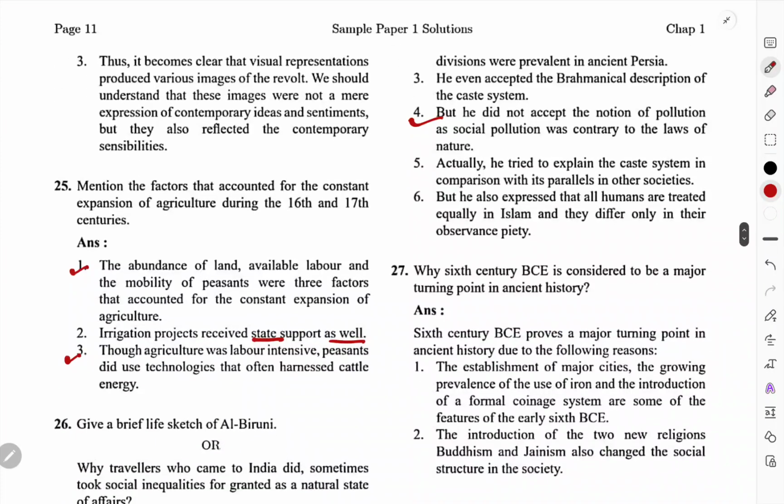Actually, he tried to explain the caste system in comparison with the parallel of other societies. But he also expressed that all humans are treated equally in Islam and they differ only in their observance.